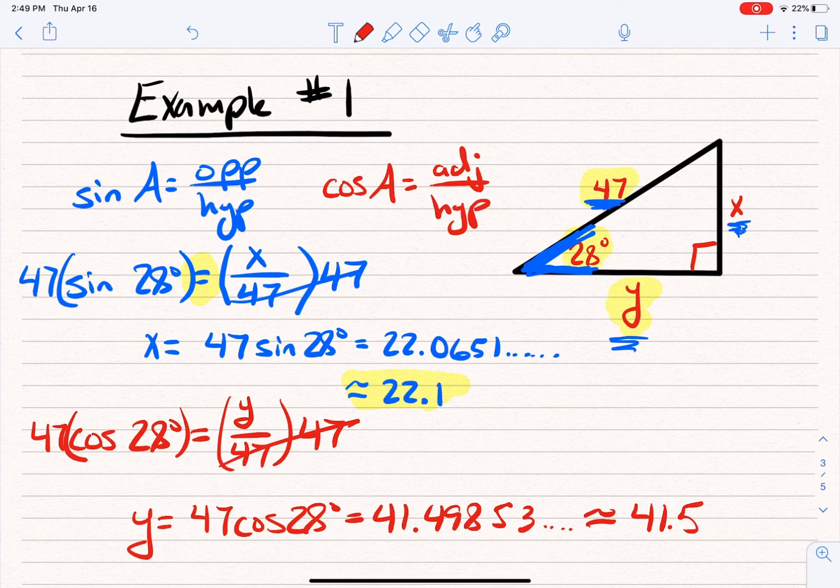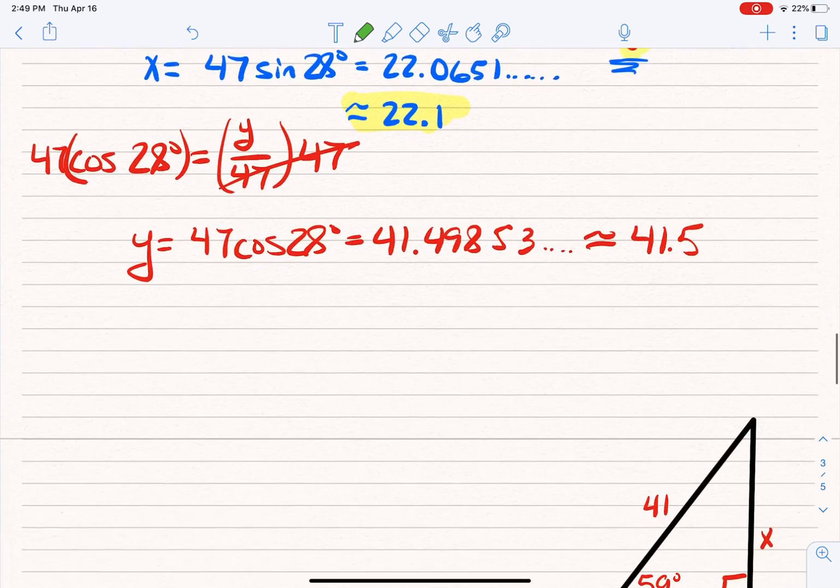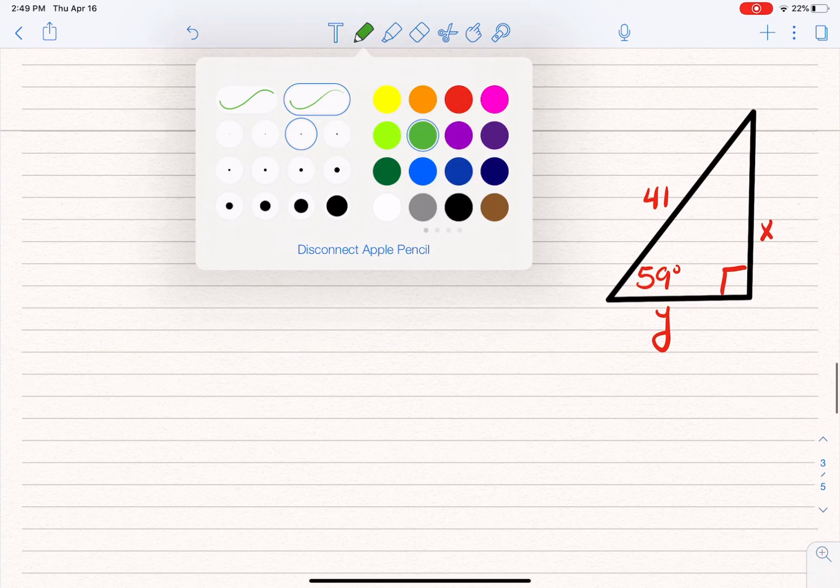And so now I actually know these other two sides that I didn't previously know. I know that x is about 22.1, and I know that y is about 41.5. And it's that simple. Let's try it one more time just to make sure you all are getting it. So here's another triangle. What triangle is this?